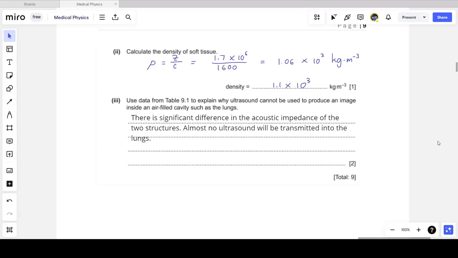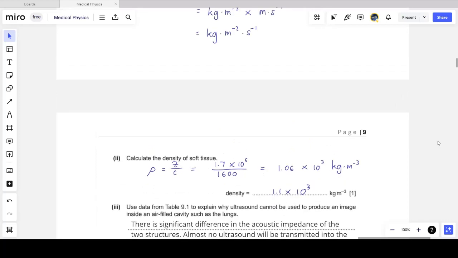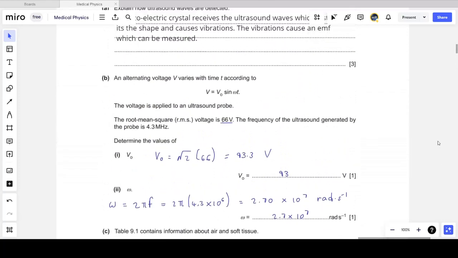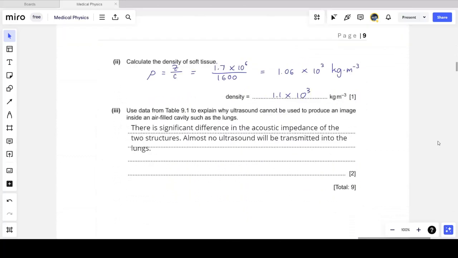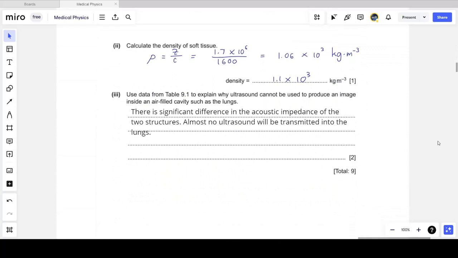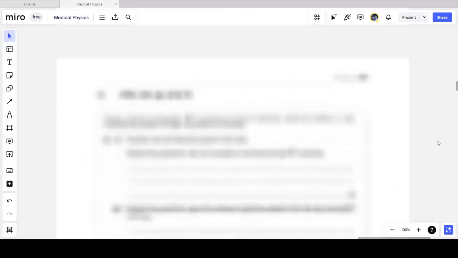Since there's a big difference in acoustic impedance, and if you were to calculate the reflection coefficient, you'll see that the reflection coefficient will be almost zero, approximately zero. It'll be a tiny value. So that was a 9-mark question, which focused primarily on ultrasound. There was a little bit of alternating currents, but expect this kind of thing in A-level physics for topics to sort of be mixed together as well.